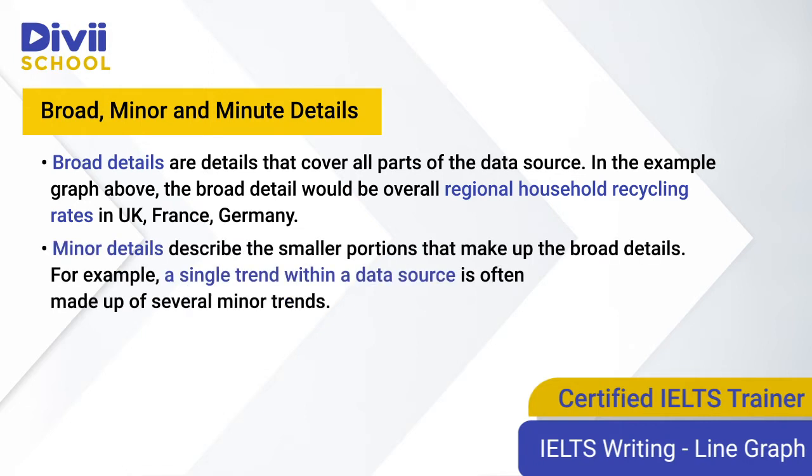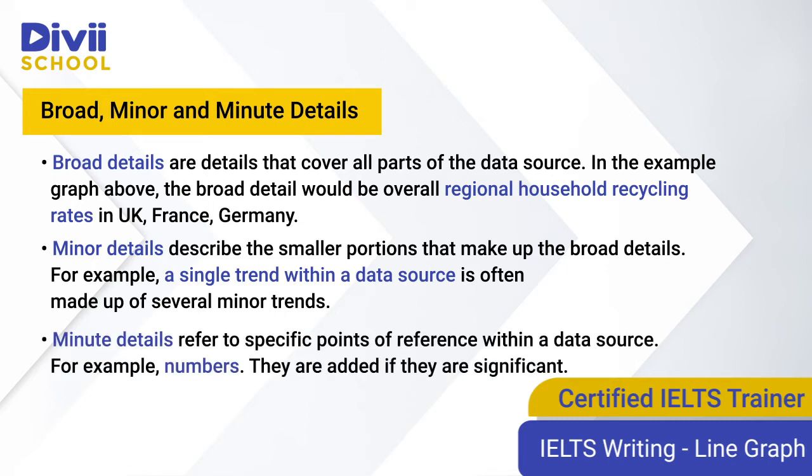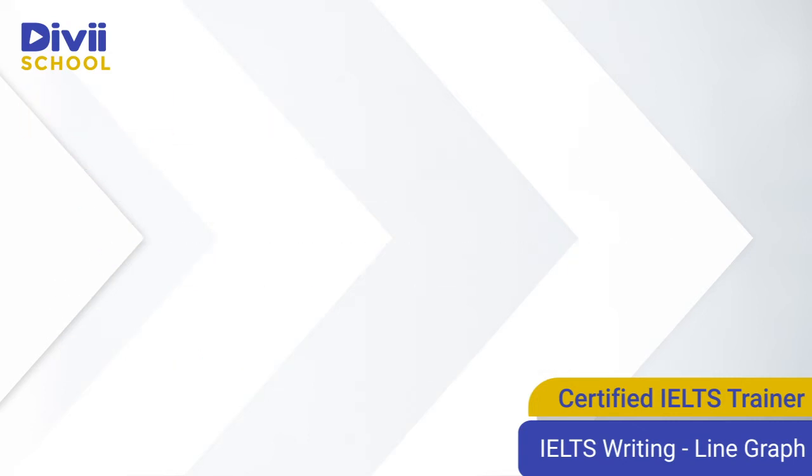The minor details describe the smaller portions that make up the broad details. For example, a single trend within a data source is often made up of several minor trends. And the minute details refer to specific points of reference within a data source. For example, numbers that add up if they are significant.